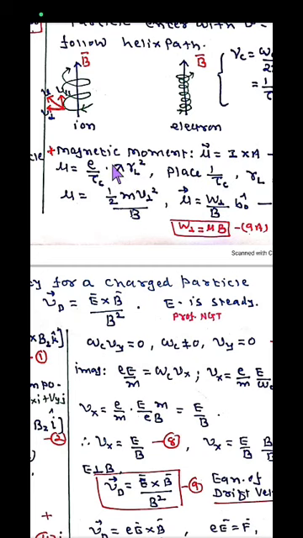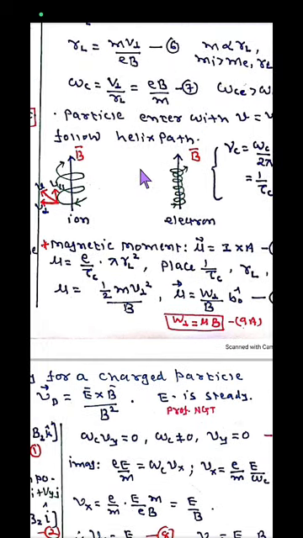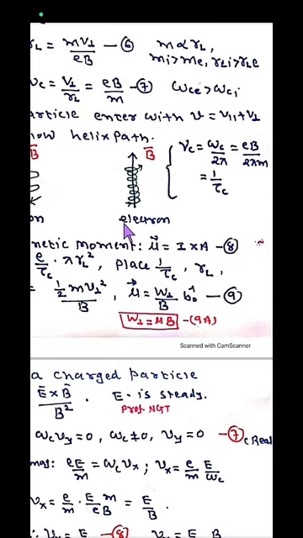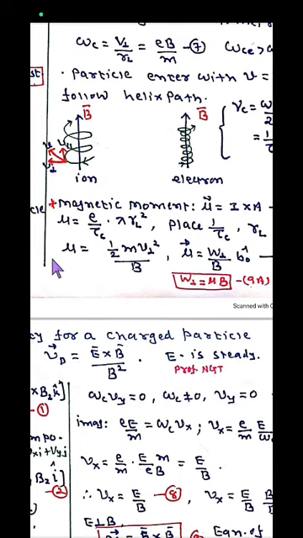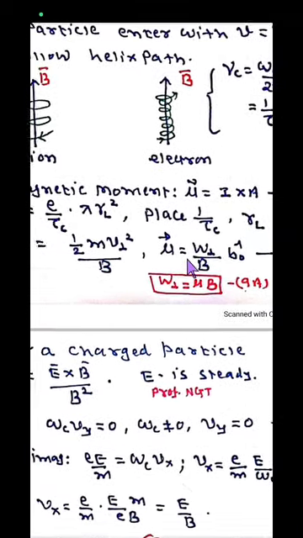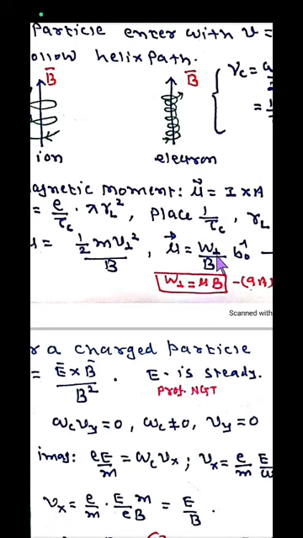Now, place the value of 1 upon tau_c and R_L. R_L square is m square V square over e square B square, and 1 upon tau_c equal to eB over 2 pi m. Placing these values in this equation, we have mu equal to 1 half m V perpendicular square divided by B. The magnetic moment of the charged particle is 1 half m V perpendicular square divided by B. This is the perpendicular component of kinetic energy. So magnetic moment mu equals the perpendicular component of kinetic energy divided by B.